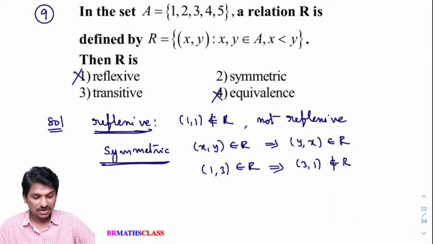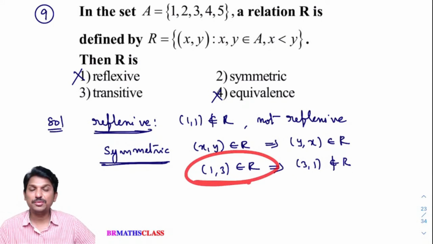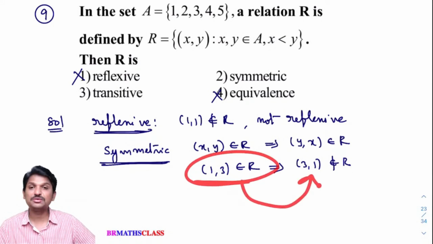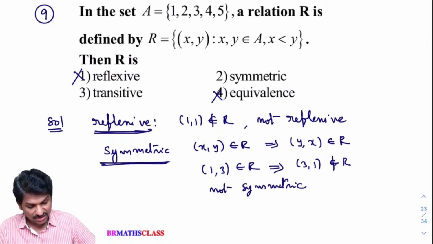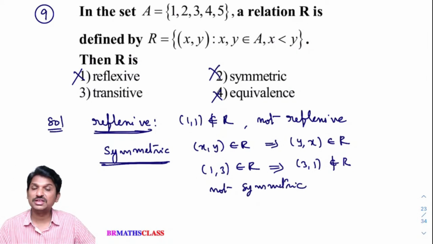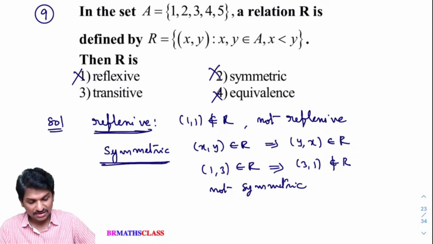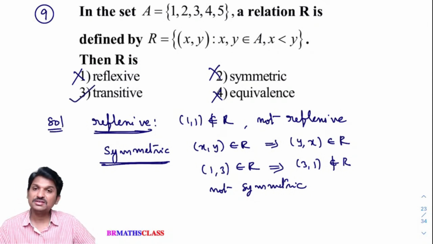What is the symmetric condition? For every ordered pair (x, y) in the relation, (y, x) must also be present in that relation. But here (1, 3) is present in the relation, while (3, 1) does not belong to it. From this I can say that this relation is not symmetric. So the second option is not possible. Obviously, the third option is the right option.